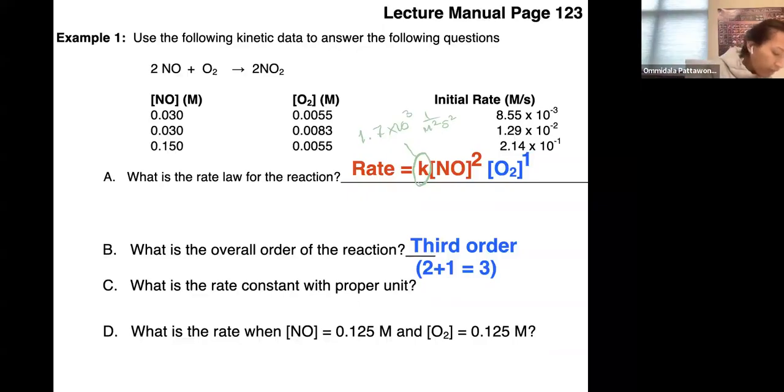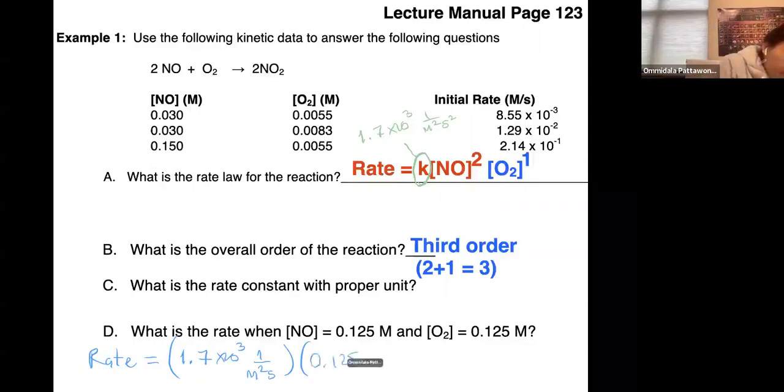Okay, so in order to find D, all you need to do is find the rate. So rate is going to equal K, which is 1.7 times 10 to the third, which we calculated previously. Then multiply this by the concentration of nitrogen monoxide, which is given as 0.125. Remember this is second order, so don't forget that. And then multiply by oxygen, 0.125 molar, raised to 1.